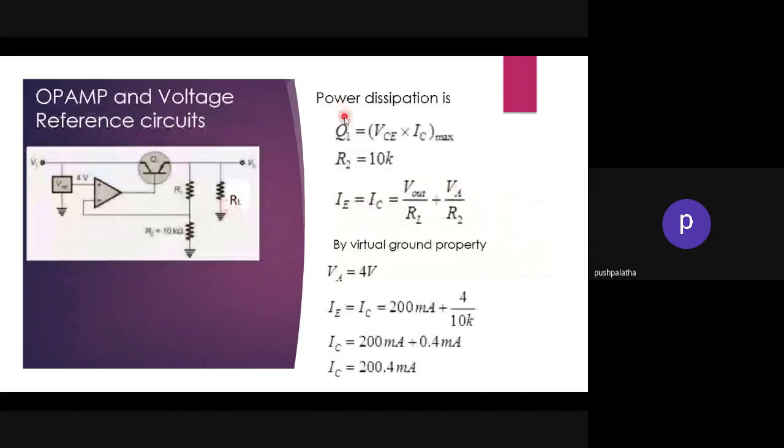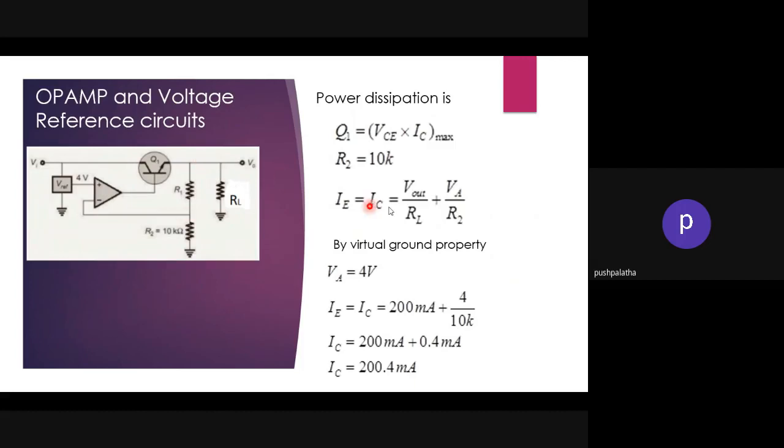Now the power dissipation in the transistor Q1 is P equal to what? V into I, right? So VCE into IC maximum. They had given the R2 value as 10K. And we know that IE is equal to IB plus IC. Since the IB value is very small, I can take IE approximately equal to IC.